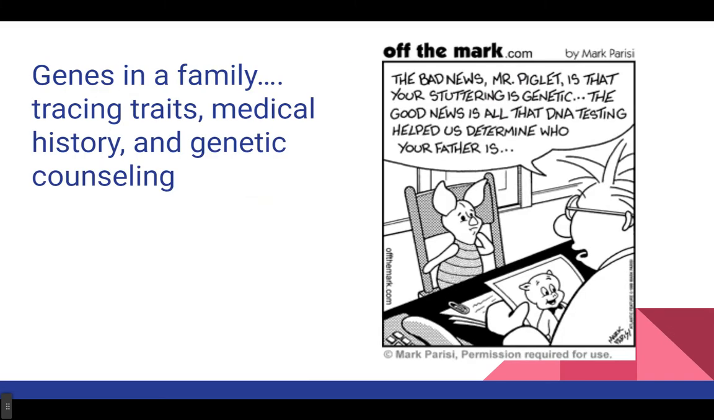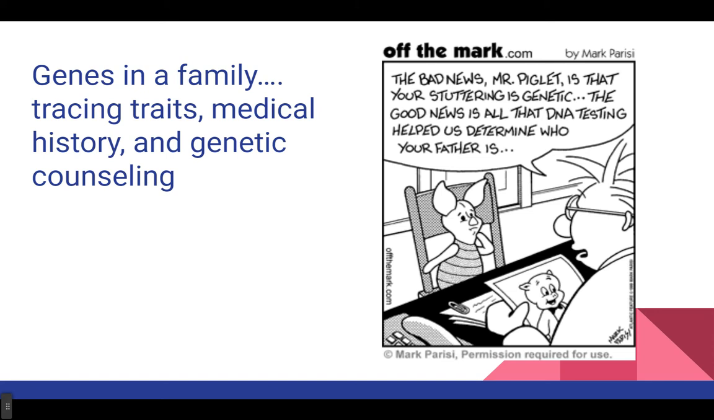All right, so let's go back to a little bit of simpler genetics. Obviously, one of the major reasons that people spend a lot of time studying genetics is because they want to be able to trace inheritance of specific traits, often disease-causing genes, within families.